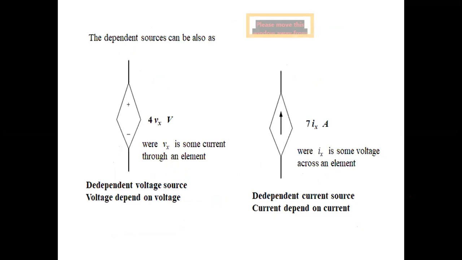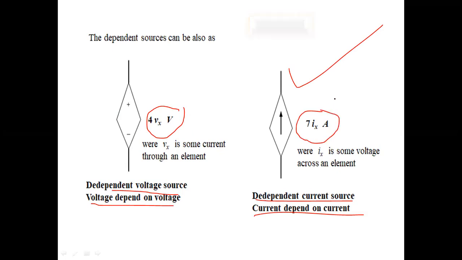Then a dependent source can also be represented like this: 4vx volts. This is the value of the voltage, where vx is some voltage across an element. So here, the dependent voltage source's voltage depends upon a voltage. This is another situation in which the voltage depends upon a voltage, and for this dependent current source, the current depends upon a current, 7ix amperes.